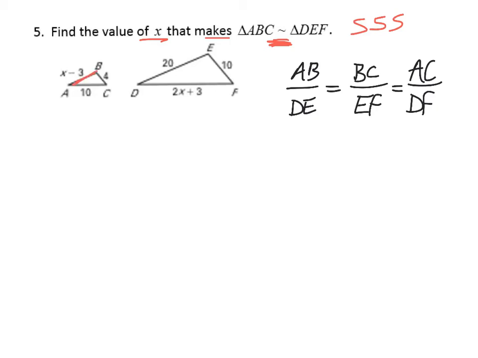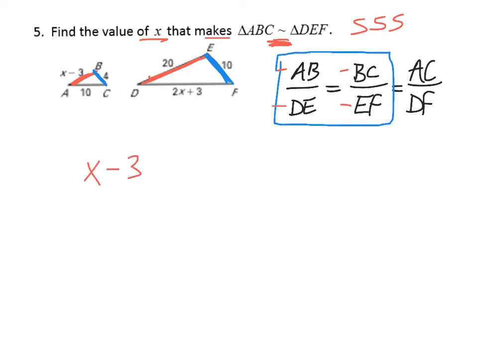Right. So what I want to do is try to use this information to then solve for x. Obviously I'm focused on this side, which corresponds to this side. And I can use these two since I actually have these two side lengths. So out of my statement of proportionality, I'm just going to focus on the first two ratios that I wrote down. So let's replace all of these values with their lengths from the picture. So AB is x minus 3, DE is 20. On the other side, I'm going to have BC, which is 4, and EF, which is 10.